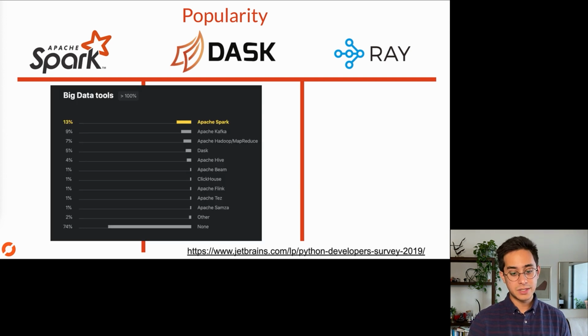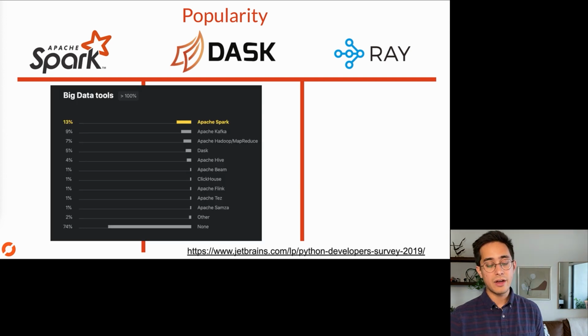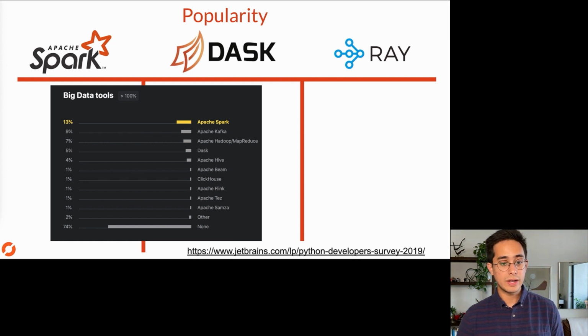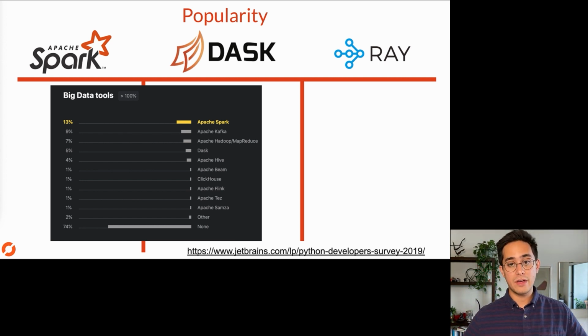And then Spark and Dask specifically were part of the Python developer survey in 2019 that JetBrains did. This is of all Python users, so not even just data science, but web, DevOps, all Python users. 13% of them said they use Spark, and 5% of them said they use Dask, which shows that there's a big group of people actually using these tools. 5% of all Python users using Dask is a good, significant number. Ray wasn't on the survey, probably again because it's newer and not as popular. Maybe it'll be in a future one.